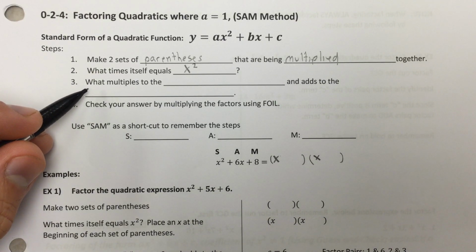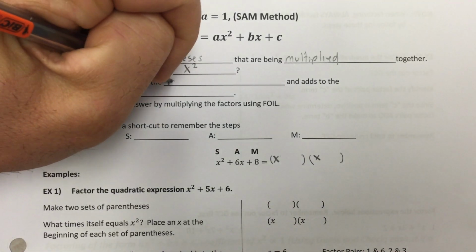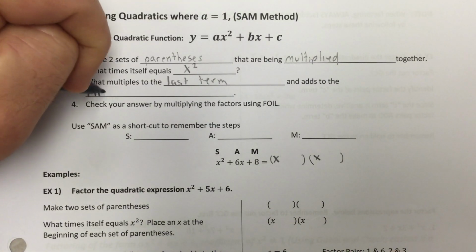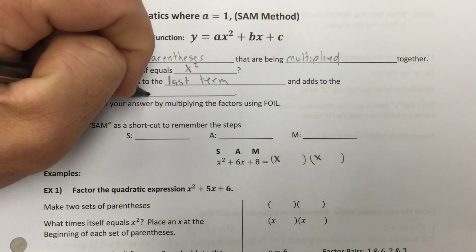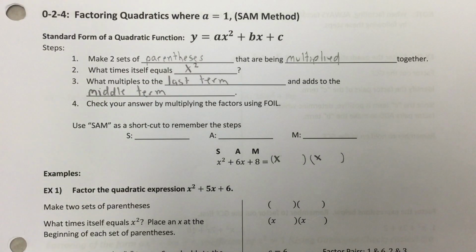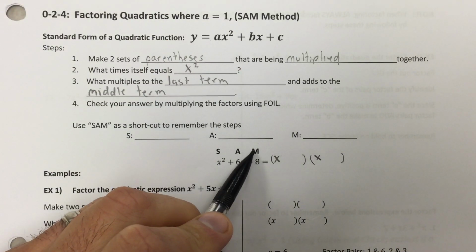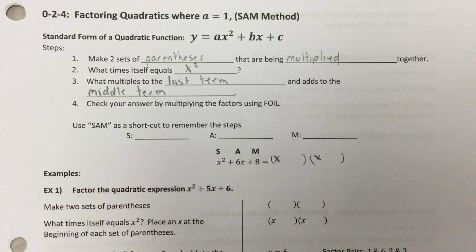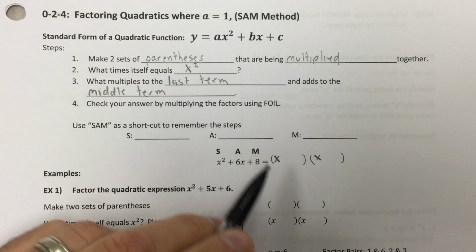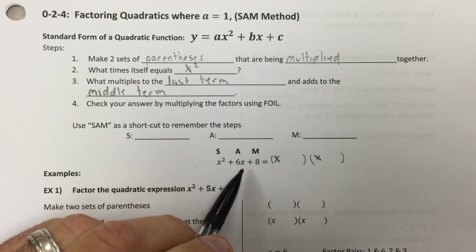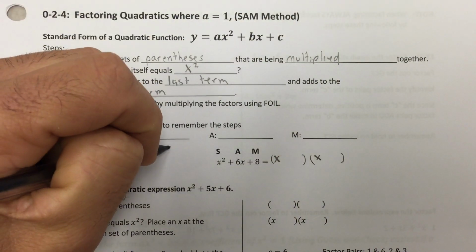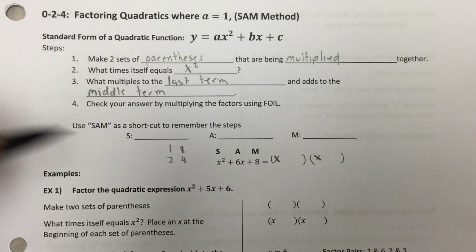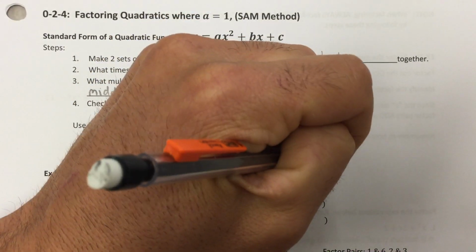Then this is where the SAM comes from. It says what multiplies to the last term and adds to the middle term. So notice, above the last term we have an m, and above the middle term we have an a, which means m is multiply, a is add. So now again, we're saying what multiplies to 8 and adds to 6. Well, there's only a few things that multiply to 8, 1 and 8 or 2 and 4. And the only option that would add to 6 is 2 and 4. So I'm going to put both a 2 and a 4 here.